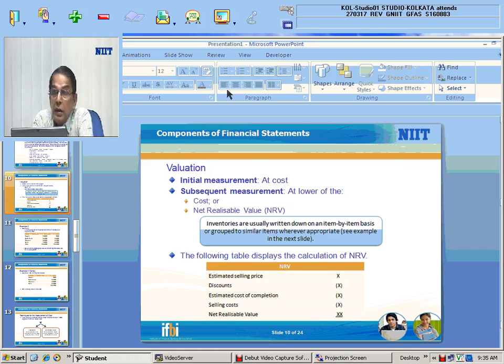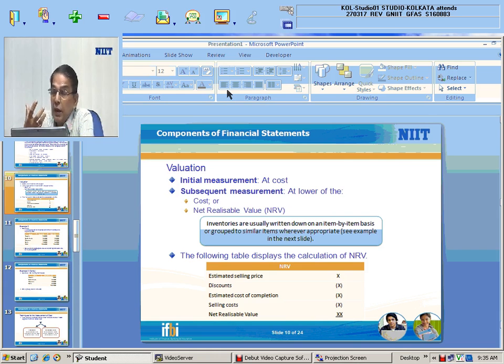Till the end of the accounting period, the inventories were measured at cost. But now, at the end of the year, when you are ending the accounting period, you have to take a look at the net realizable value of the inventory and compare it with the cost of the inventory as per the books. And if you find the net realizable value is lower than the cost, you have to write down. The subsequent measurement will be the net realizable value of the inventory.